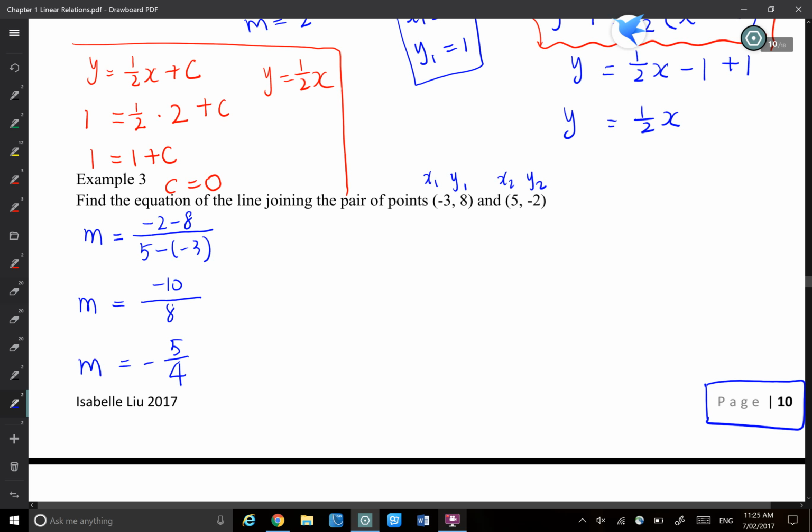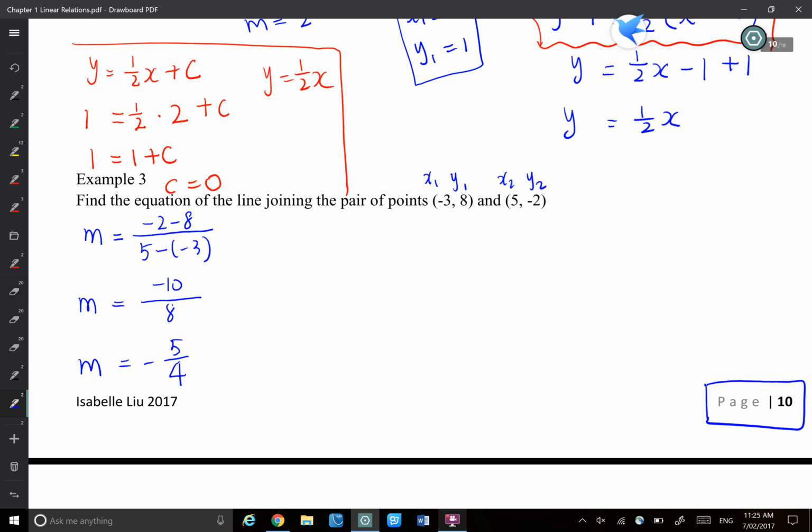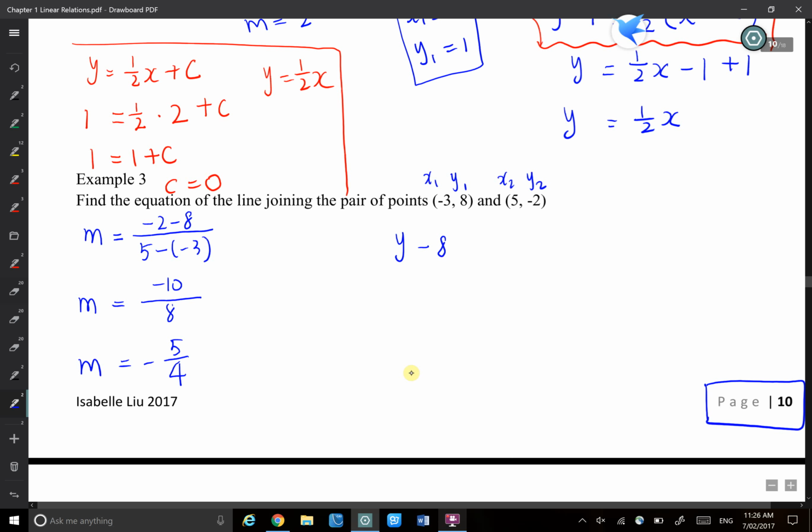Okay, 5 over 4. Next step is to think about: do we know the y-intercept? None of these points give me information about the y-intercept. So if I don't know the y-intercept, I need to use the other formula. So y minus y1 equals m times x minus x1 minus negative 3. So y minus 8 equals that times x plus 3.